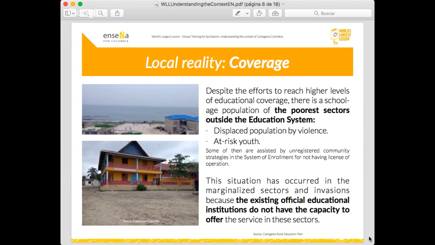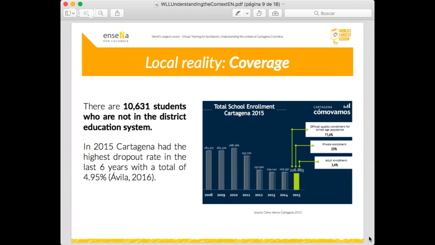So yes, maybe the schools that you will visit and the school where you will deliver the lesson maybe don't have, I don't know, a projector, or they only have this classroom and maybe there is no AC. So talking also about the coverage, there are 10,600 students that are not in the basic education system. See, in 2015, Cartagena had the highest dropout rate in the last 6 years with a total of 4.95.